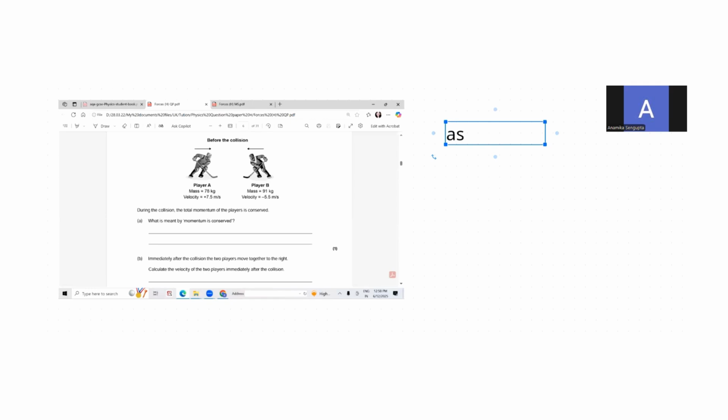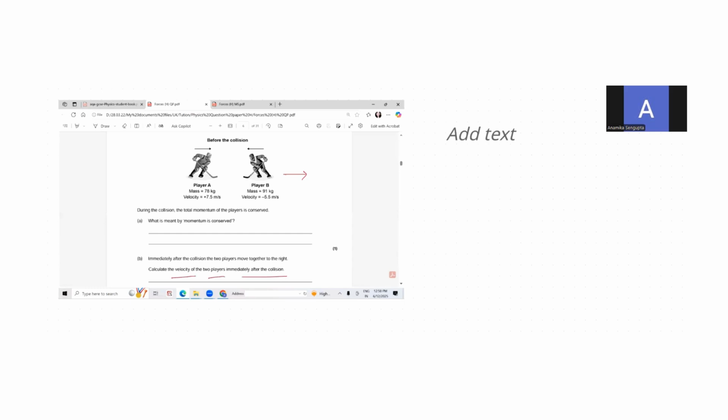So in the previous video, we have seen what it meant by momentum is conserved. Now we are going to discuss the second part of the question, which states that immediately after the collision, the two players, player 1 and player 2, who we know are moving towards each other, move together to the right. That means in this direction. Then you have to calculate the velocity of the two players immediately after the collision.